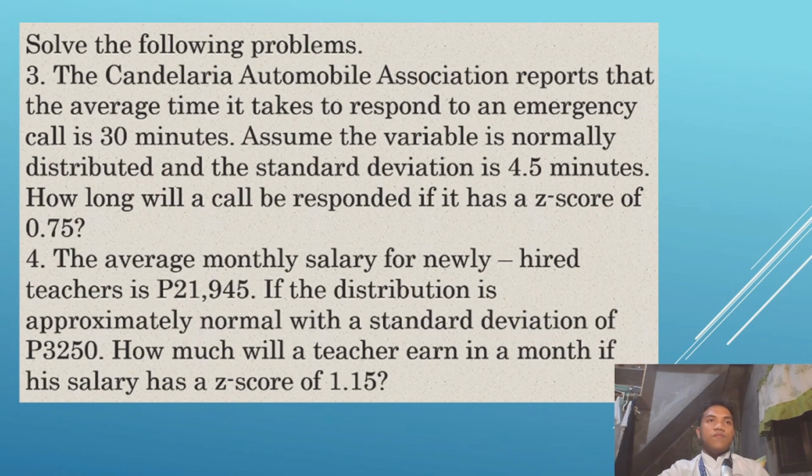So in number 3, the Candelaria Automobile Association reports that the average time it takes to respond to an emergency call is 30 minutes. Assume the variable is normally distributed and the standard deviation is 4.5 minutes. How long will a call be responded to if it has a z-score of 0.75?